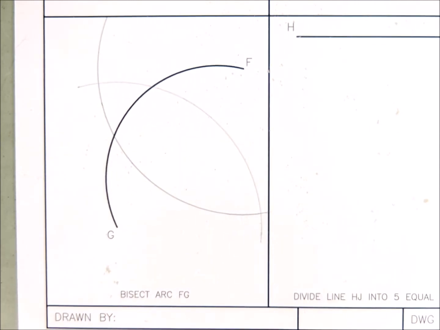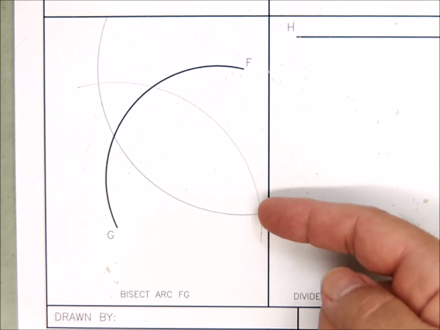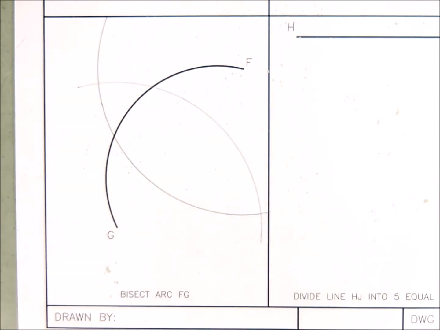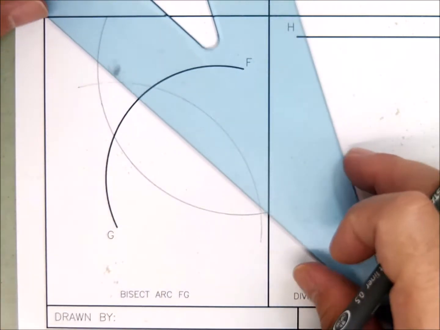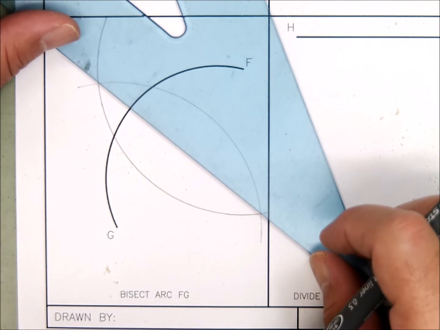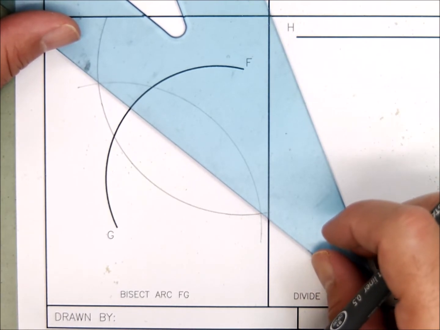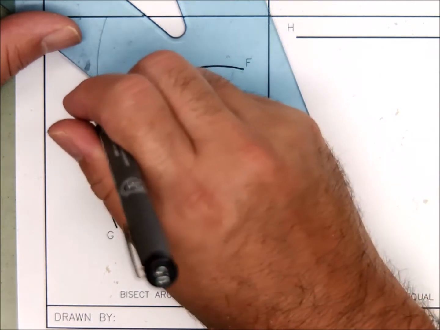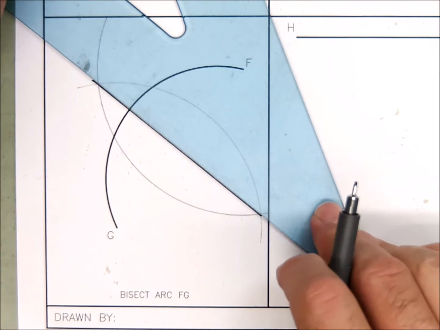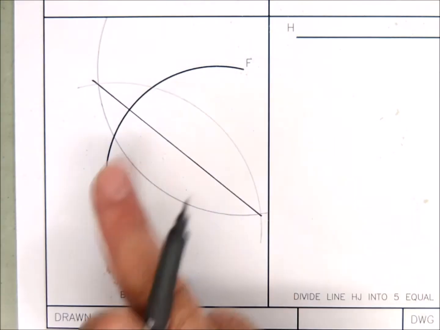And it's the same idea. The intersection of the arcs here and the intersection of the arcs here provides you with the location that you're going to use to line up your triangle with. And it's all lined up. You can go in and create that bisector.